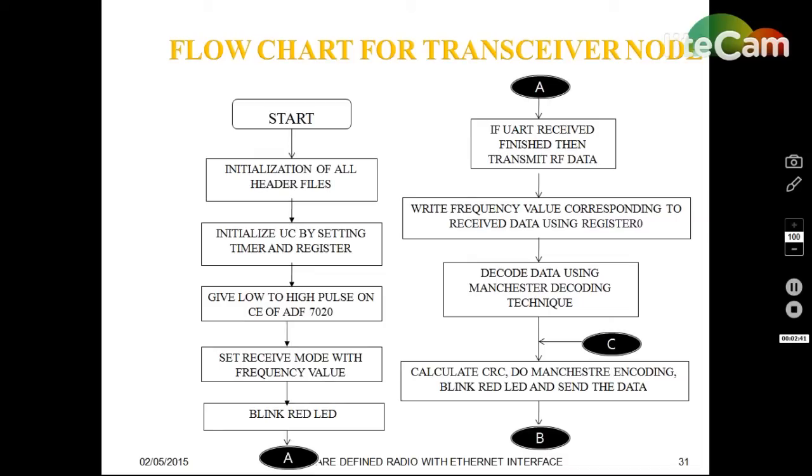Then set the receiver mode with the frequency value. Then blink a red LED to indicate the device is ready for operation. If the UART receives the transmitted data, then write the corresponding frequency value in the register 0. Then decode the data using the Manchester technique. Then calculate CRC and Manchester encoding. Then blink a red LED and send the data.